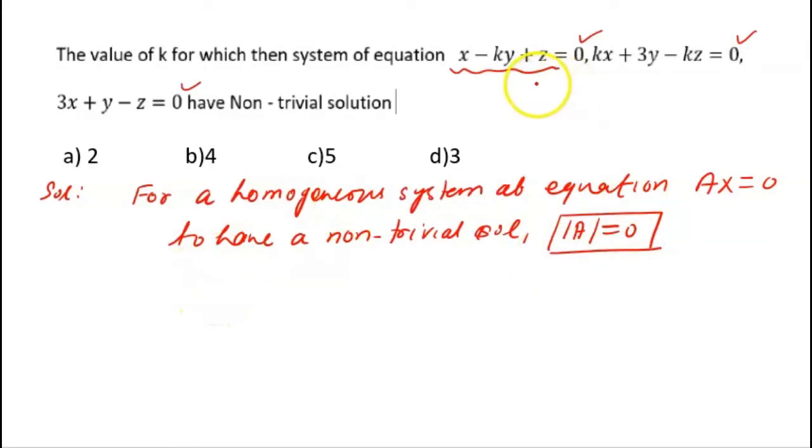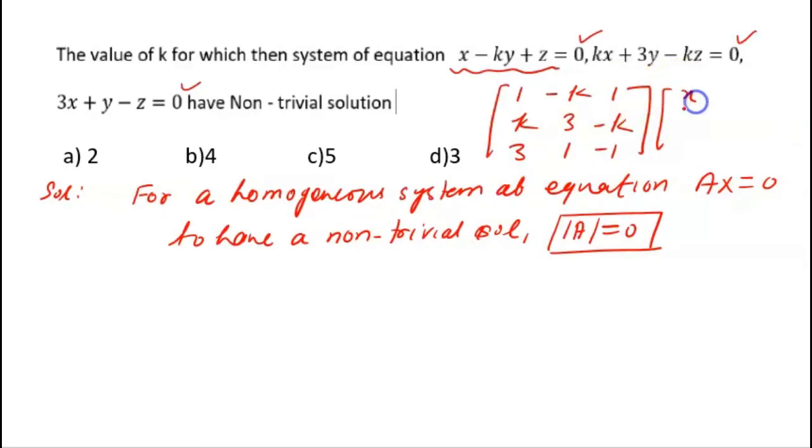So what is the determinant of the coefficient matrix here? I hope you know how to write the matrix representation. The matrix representation will look like [1 minus k, 1, k; 3 minus k, 3, 1; and minus 1], and this is the vector x, y, z, and the right hand side is equal to 0. So this matrix is the matrix A. This is the vector x, x, y, z is the vector x, and the right hand side is equal to 0. So what is the determinant value of this?